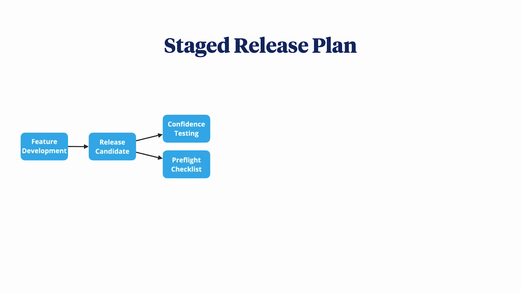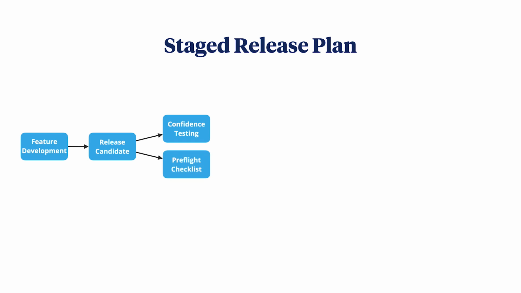Now logically, when you're building a new product, you're going to start with development, and there will come a time where you feel like your product is lovable enough to introduce to the world. Get it in users' hands for the very first time. That moves us from this first stage of feature development into feeling like we have our first real release candidate. At this point in time, it kicks off 2 different processes for us. The first is confidence testing. The second is our pre-flight checklist.